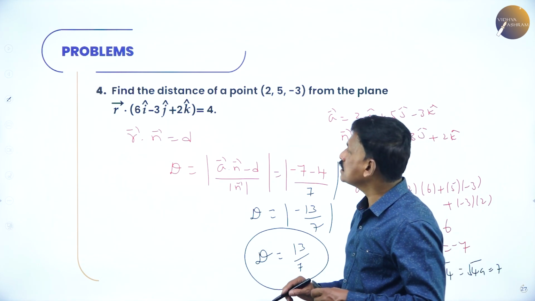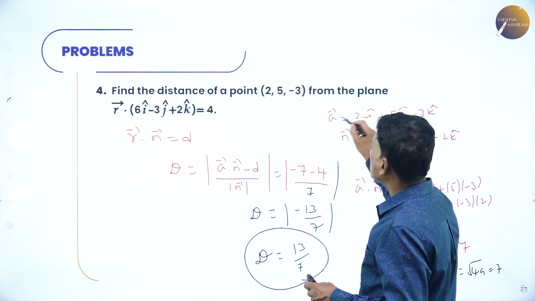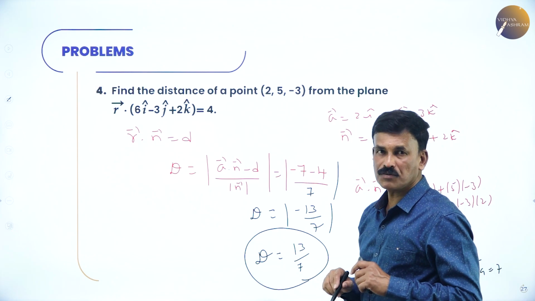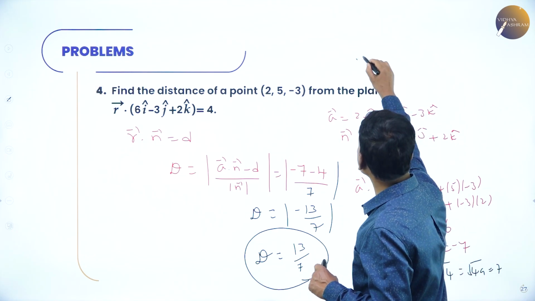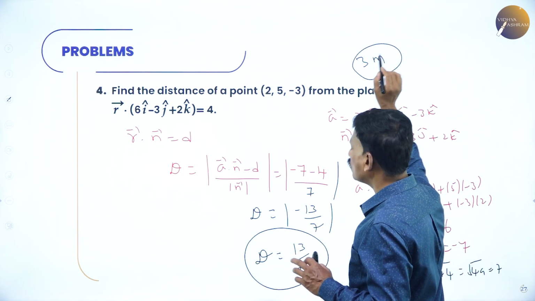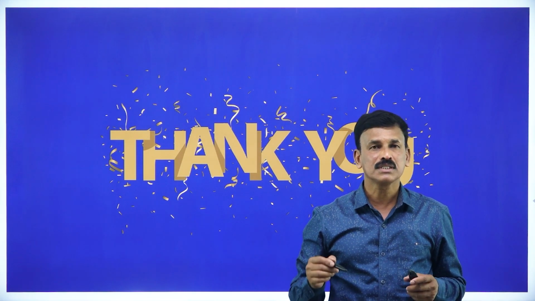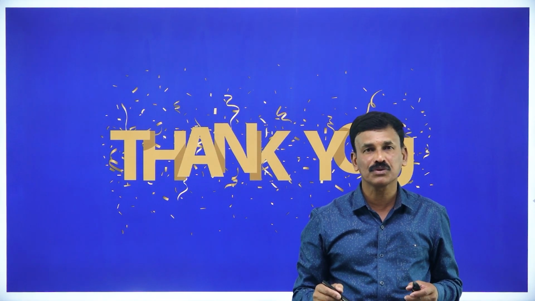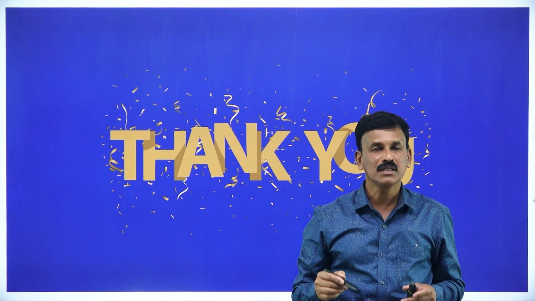So, this is the distance from the point (2, 5, minus 3) to the plane, that's it. This is how we are going to find it. This is also very important for 3 marks. So, hope you followed. Just practice. Definitely you will get a few questions from this in the examination.